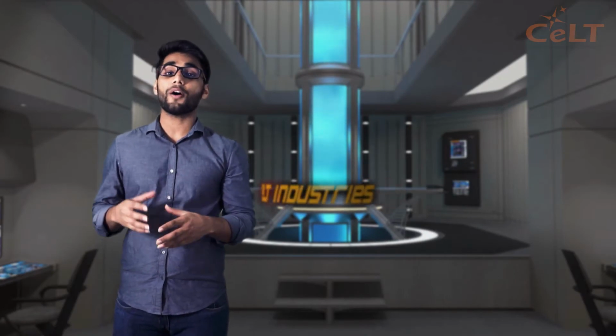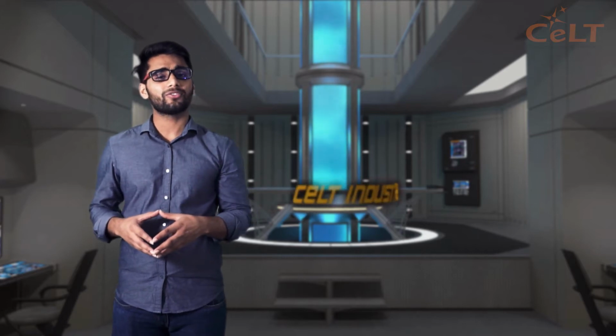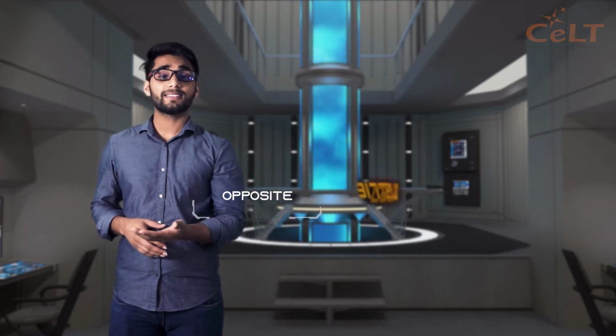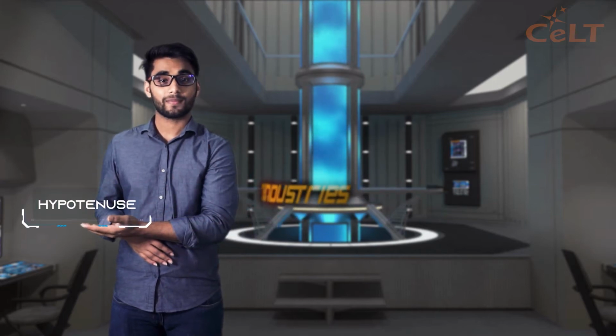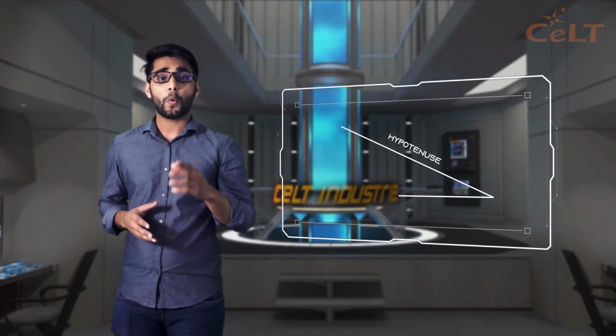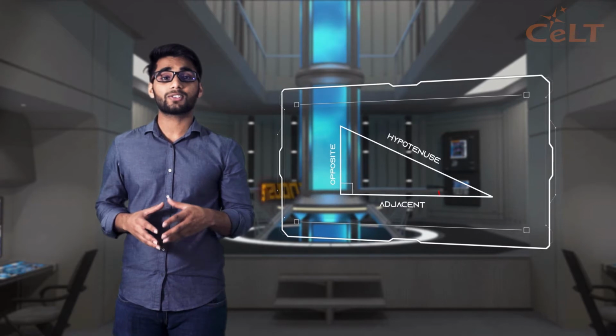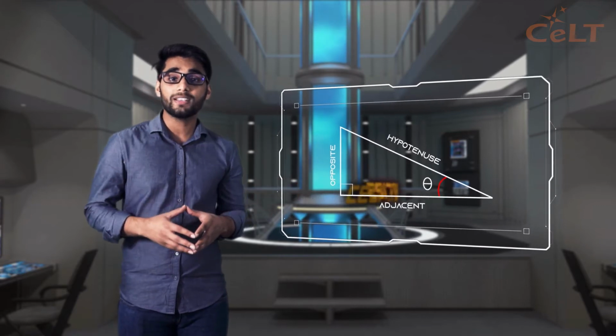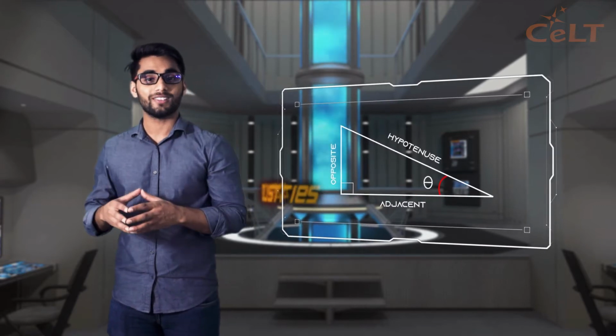The little box in the corner indicates a right angle, and another angle is often labeled as theta. Then we need to be familiar with the three sides of the triangle: opposite, adjacent, and hypotenuse. The longest side is called the hypotenuse, while the side next to theta is called adjacent, and the side opposite theta is called opposite.